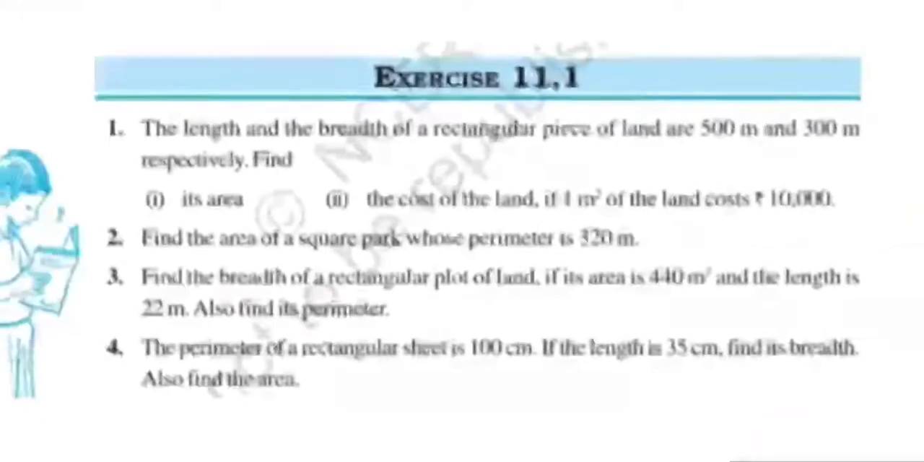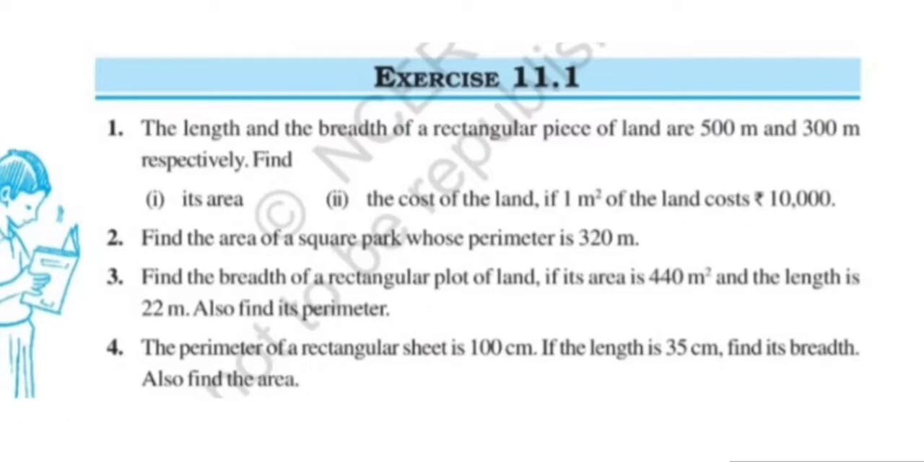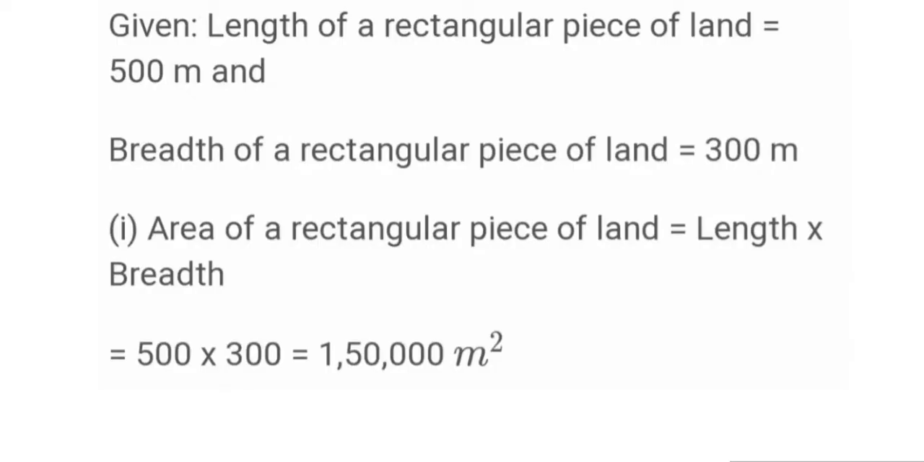Now see exercise 11.1, question number 1. The length and the breadth of a rectangular piece of land are 500 meter and 300 meter respectively. Find number 1 its area, number 2 the cost of the land if 1 meter square of the land costs rupees 10,000. Now let's see the solution. The length of the rectangular piece of land is given 500 meter, and the breadth is given 300 meter. So area formula is length into breadth. So 500 into 300. Answer is 1,50,000 meter square.